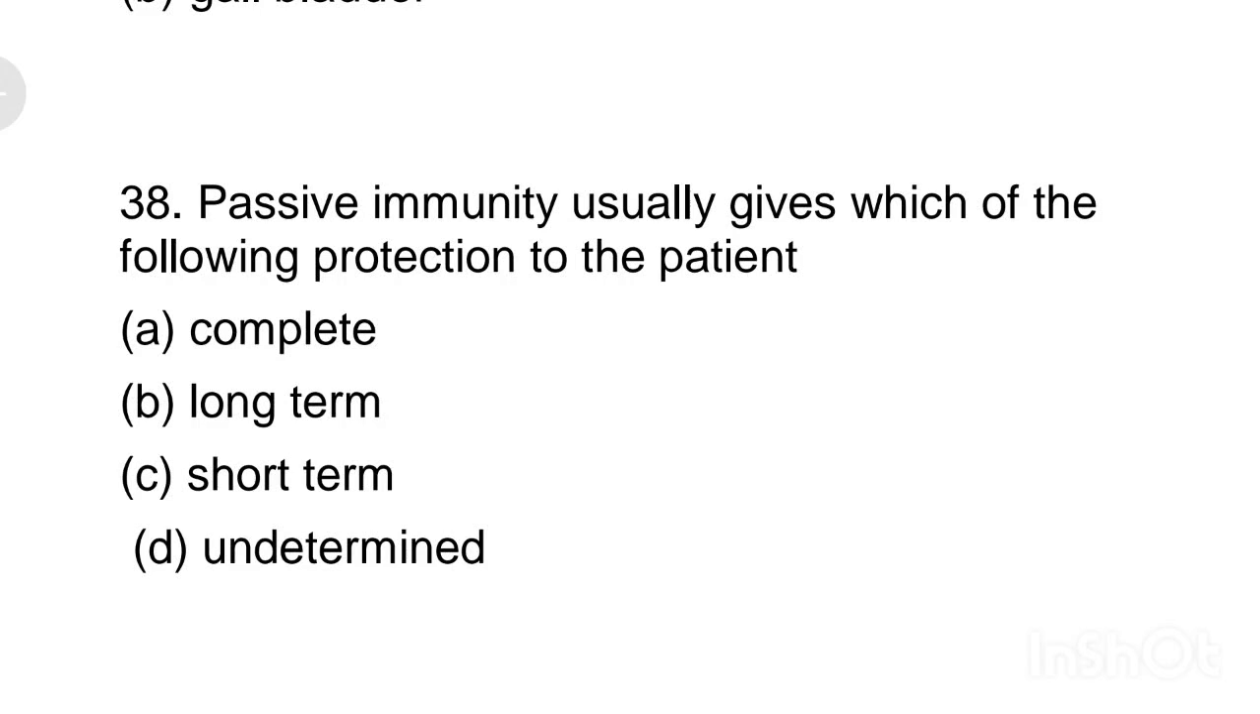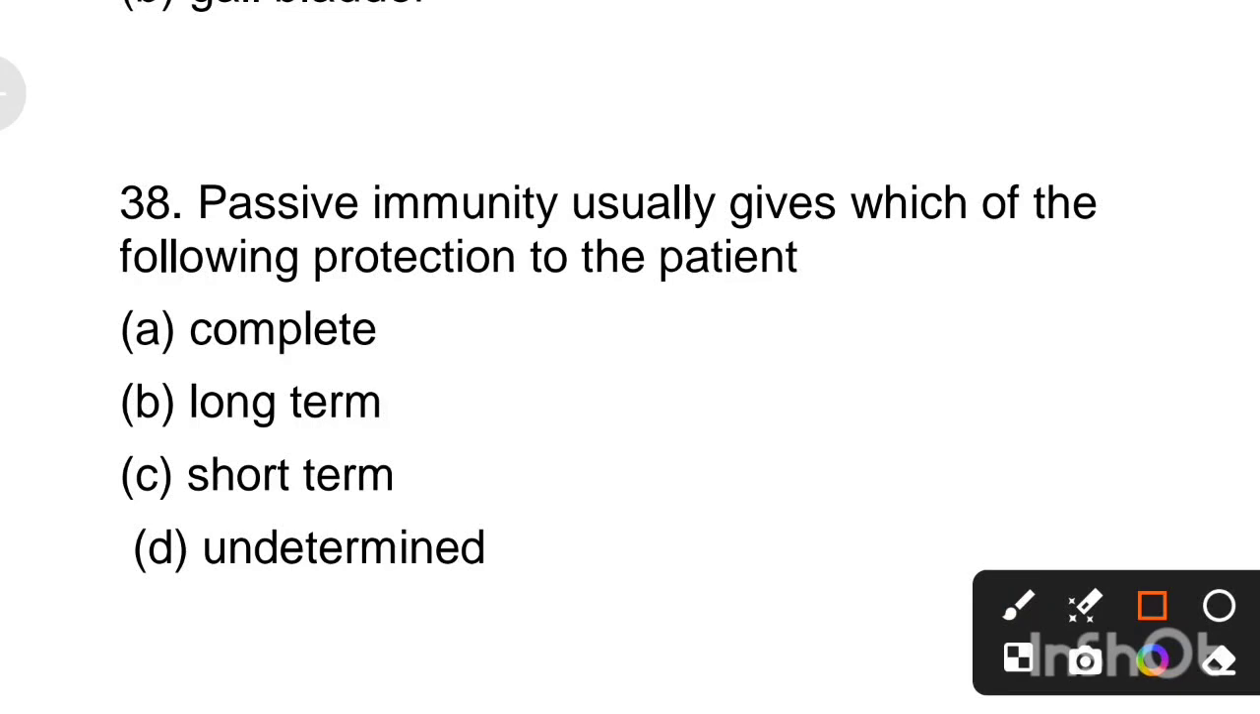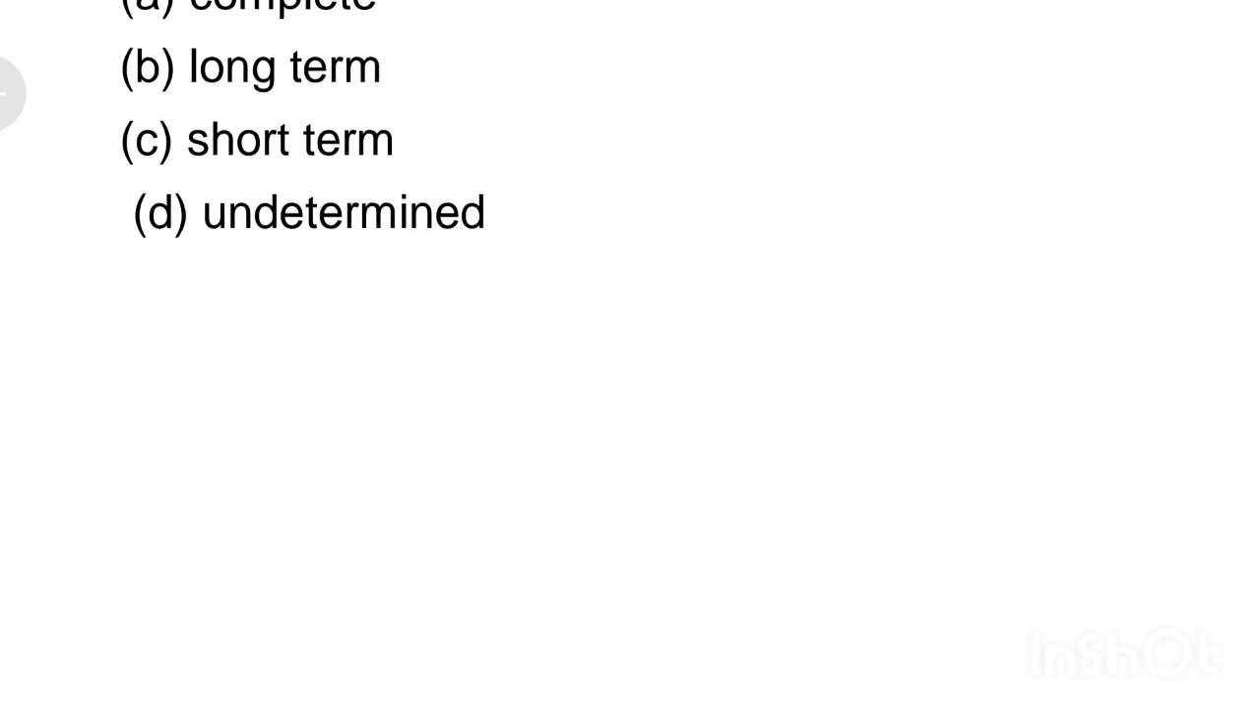Next question. Passive immunity usually gives which of the following protections to the patients? Option A, complete, option B, long term, option C, short term, option D, undetermined. Correct answer is option C, short term.